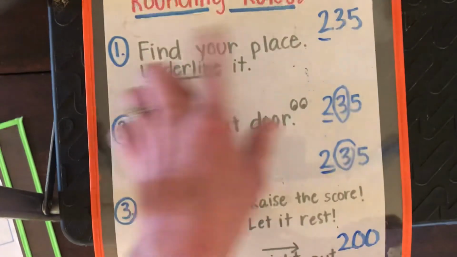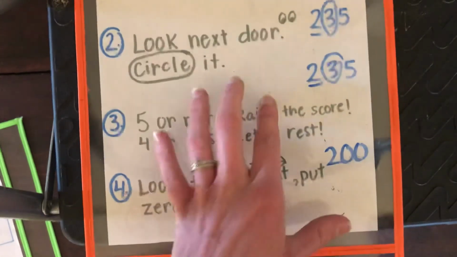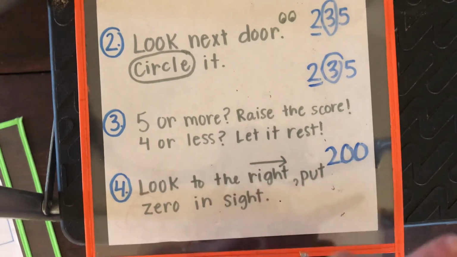So let's review the rounding rules. You're going to find your place, look next door, 5 or more, you raise the score. 4 or less, let it rest. Look to the right, put zeros in sight, okay?